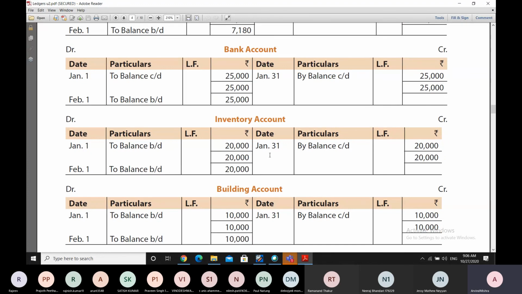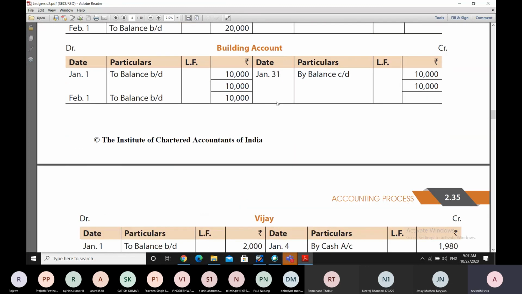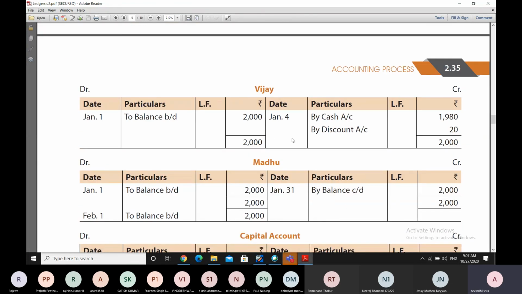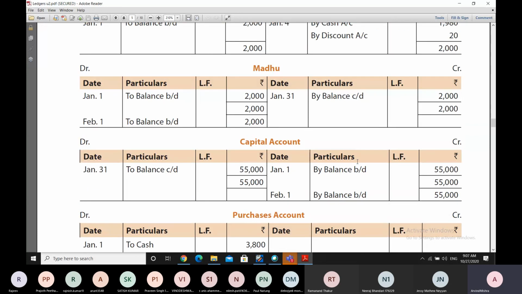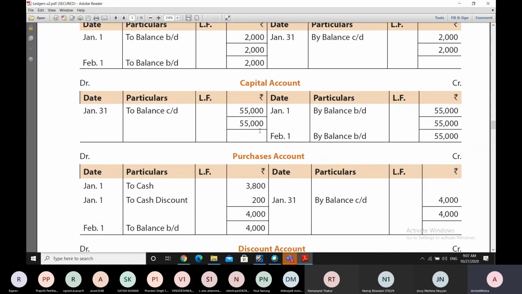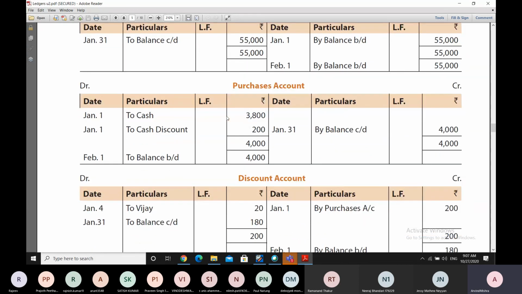And accordingly, those accounts will be closed. Like building account is closed here. We are not buying any building, not selling any building. As far as inventory is concerned, no change in the inventory also. And whatever other entries we have already made, for example, Madhu's account, no changes there. Same thing, balance brought down 2000, balance carried down 2000, and capital account also no change. Unless we calculate the profit and all, it won't go into the capital account. Once we calculate profit, then it goes into the capital account.